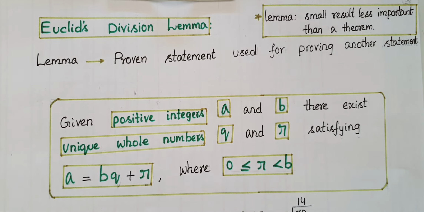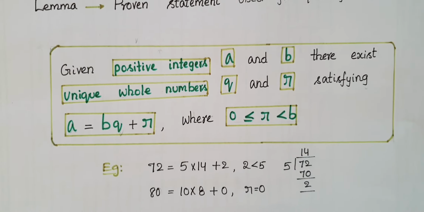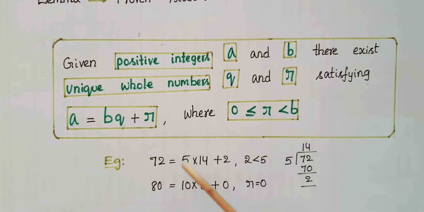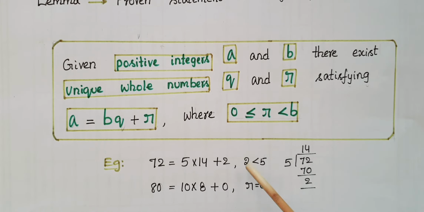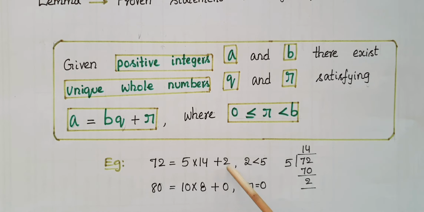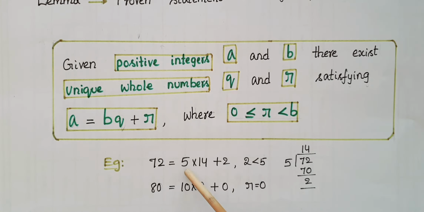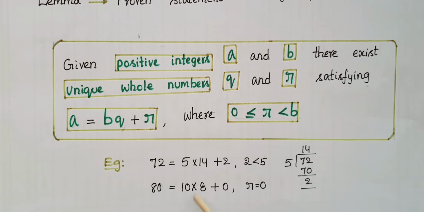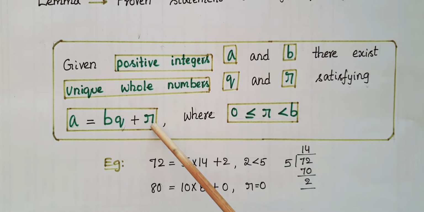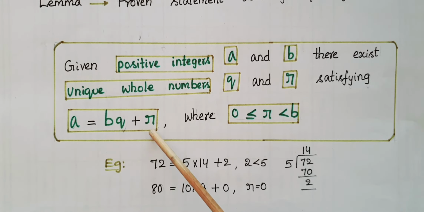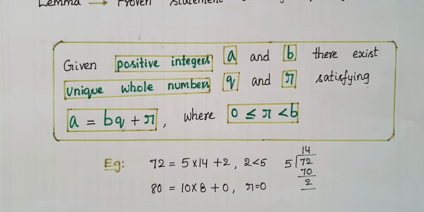So you can write two examples like this. 72 you can write as 5 into 14 plus 2. Here 2 is less than 5. 2 is remainder, so this is less than the divisor. And 80 is equal to 10 into 8 plus 0. Here remainder is equal to 0. So these examples are in the form of A is equal to BQ plus R. So this is called Euclid's division lemma.